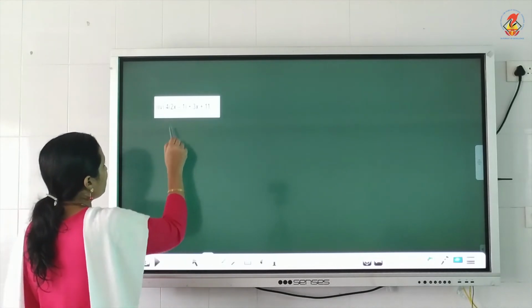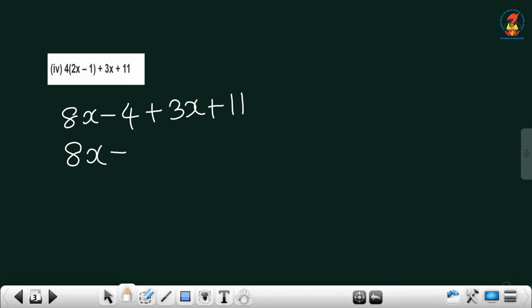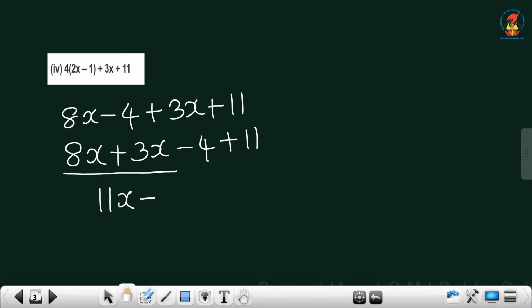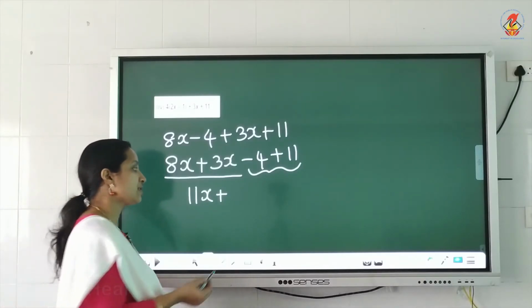Okay, now 4 into 2x, what is the answer? 8x. Minus 4 into negative 1, what is the answer? Negative 4 plus 3x plus 11, remaining term same. Now group the like terms, 8x plus 3x, then minus 4 plus 11. Okay, 8x plus 3x, what is the answer? 11x. Minus, or you can write plus negative 4 plus 11, what is the answer? Integer addition, negative 4 plus 11, what is the answer? 7.